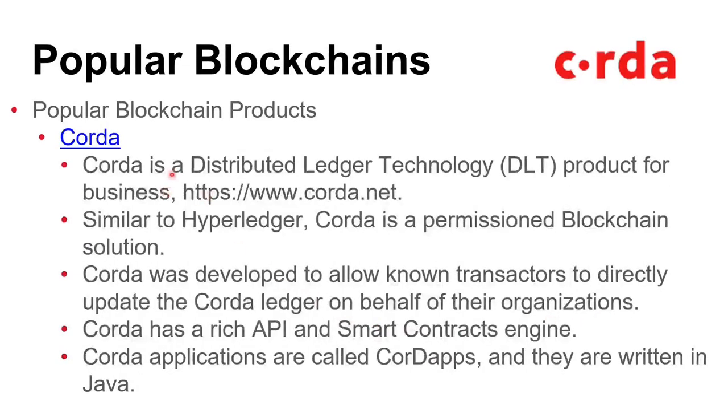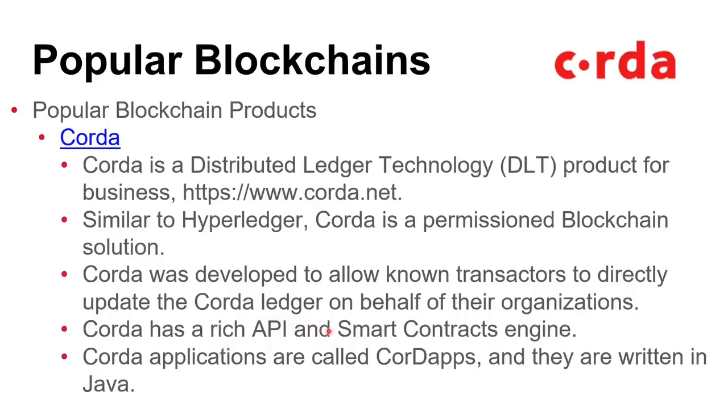Corda is another popular private blockchain. It's more of a consortium private blockchain. What business users will do is stand up a Corda node in, say, their office or in a department, and then they have access to the Corda ledger. Just like Hyperledger, Corda is a permissioned blockchain. Corda was developed to allow transactors to directly update the Corda ledger. So the big savings here is that the users update the ledger on their own.